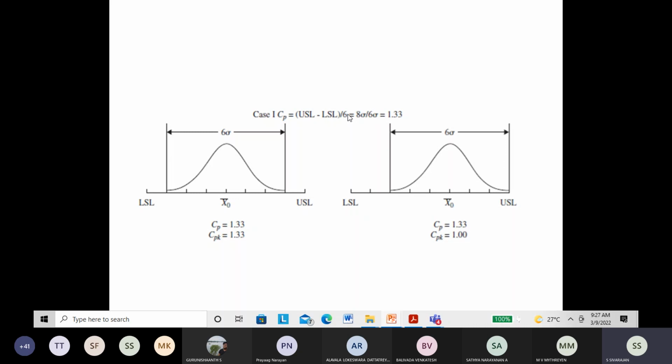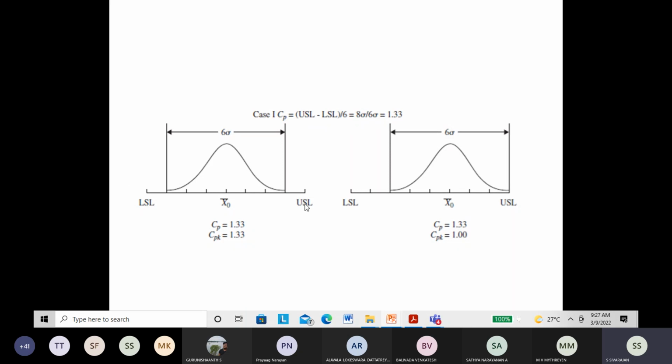I think sigma is missing. Now USL minus LSL, you see USL, and there are 8 sigmas. 1, 2, 3, 4, 5, 6, 7, 8 sigmas. USL minus LSL is 8 sigma, and the process spread is 6 sigma. 8 sigma by 6 sigma, we are getting 1.33. That means the product is not missing this.